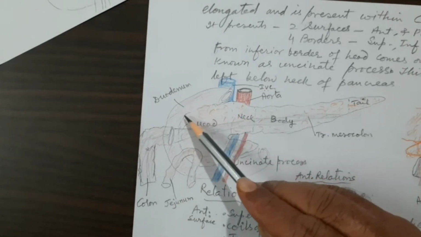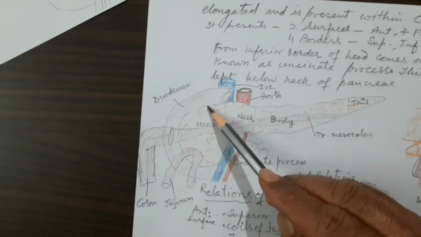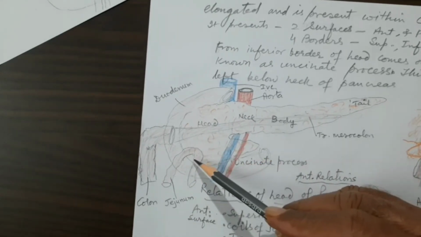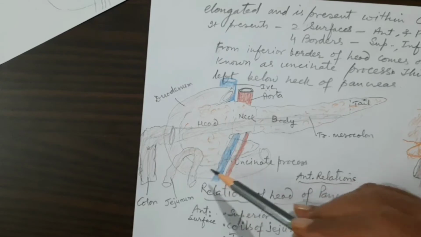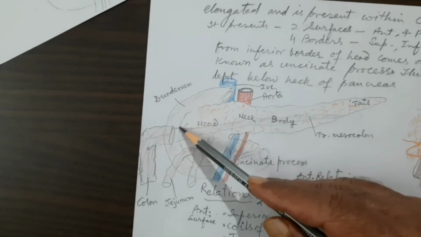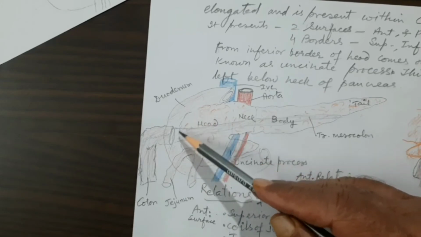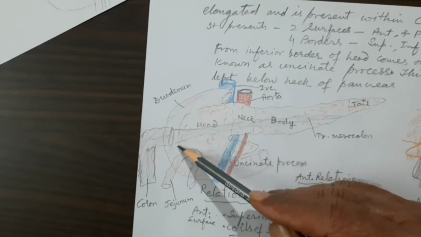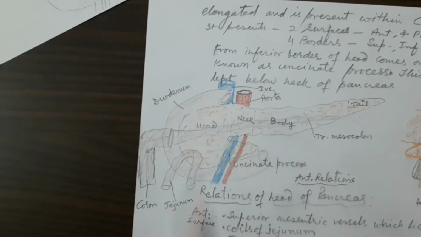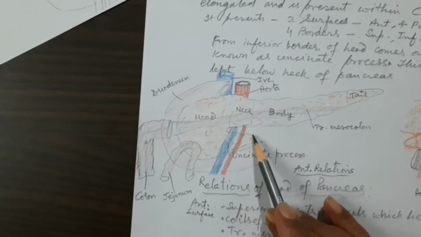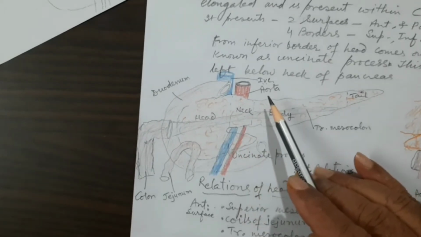A superior border, which you are seeing here, in relation to the first part of the duodenum. Then there is an inferior border of the head, which is in relation to the third part of the duodenum. Then you are seeing another border here, called the right border, and this is in relation to the second part of the duodenum. And then there is a left border, which is in relation to the neck of the pancreas. This is the neck part of the pancreas.